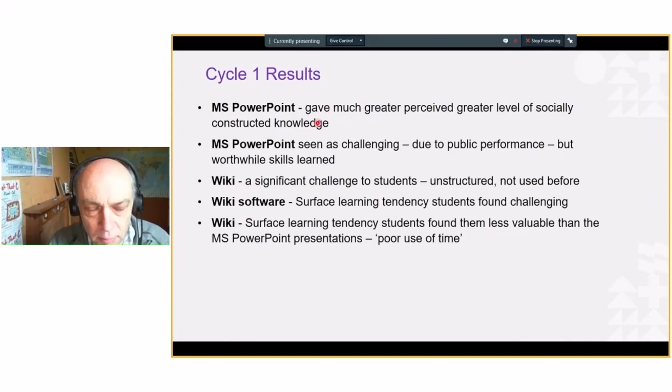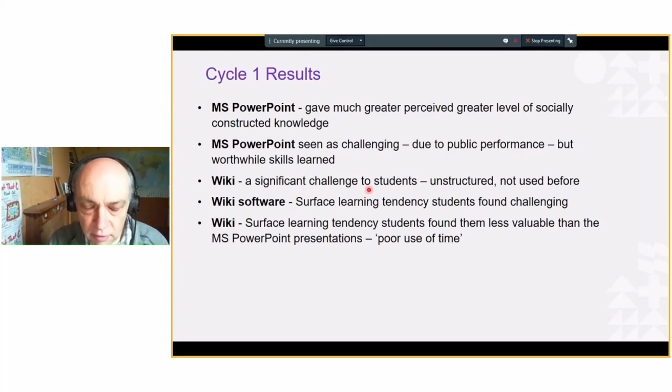So in summary, cycle 1 told me that the PowerPoint gave a much greater perceived level of socially constructed knowledge amongst the students. That was a kind of overwhelming finding. The PowerPoint was seen as challenging due to this public performance element, but they learned worthwhile skills through that. The wiki was a significant challenge to students.